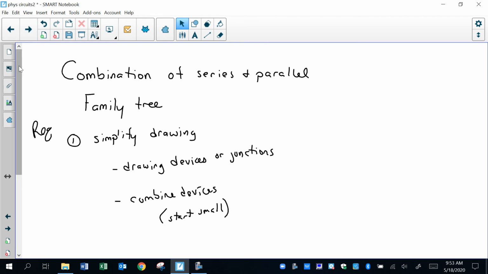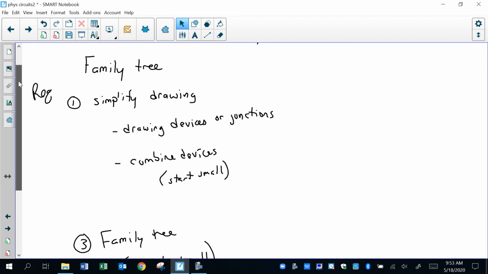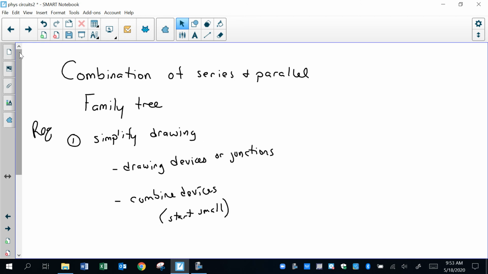Now, the last example here that I'll mention, you can go through the slides and we can talk about it in person on our Zoom meetings. I call it the family tree. What happens if I have a series parallel combination? It can happen. A combination of series and parallel. So maybe I've got one branch that splits up into two branches, and maybe each branch has a couple things in series.